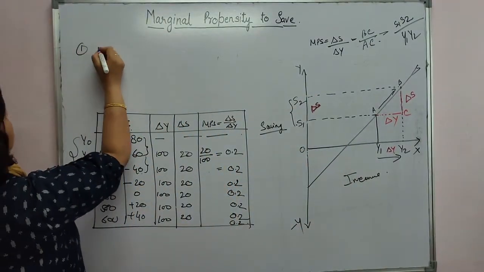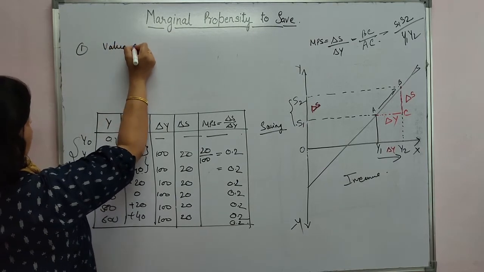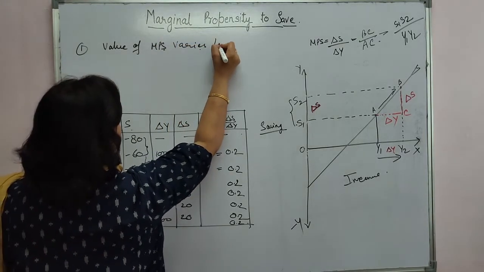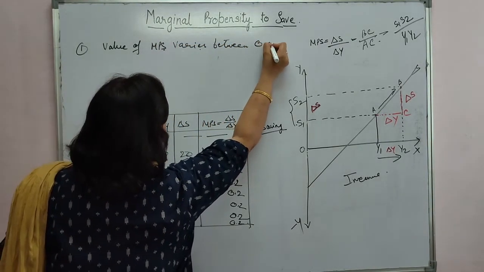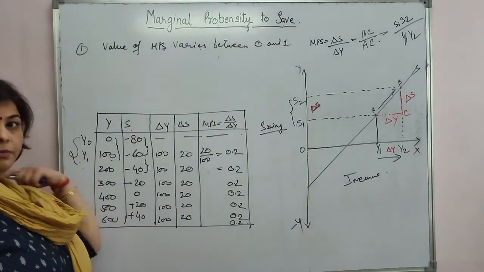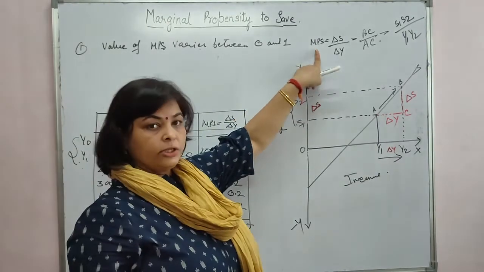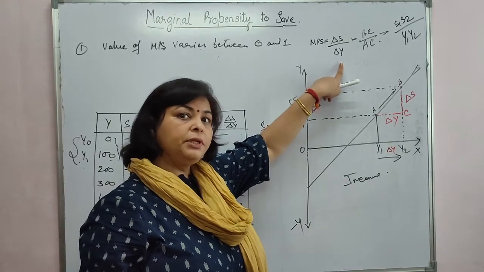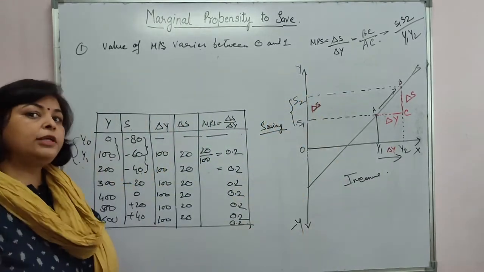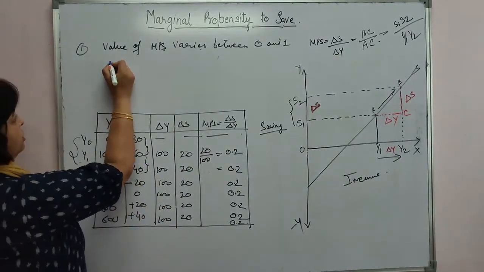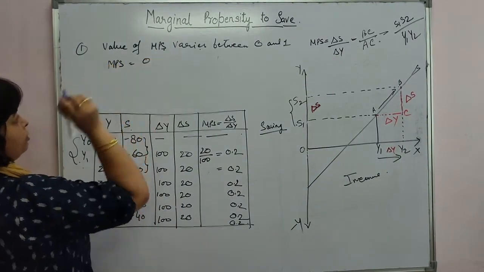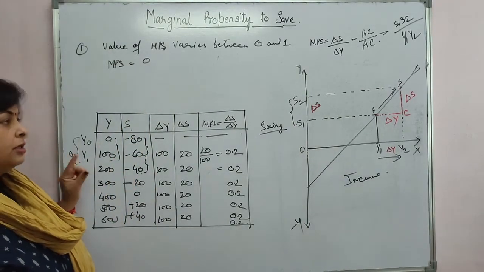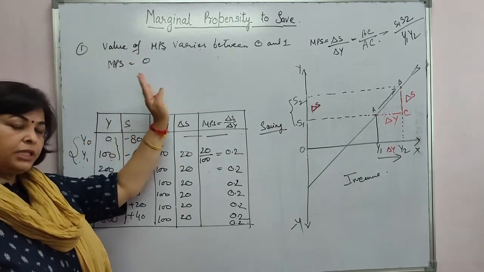First is the value of MPS varies between 0 and 1. That means the value of MPS, or the answer of this ratio, could be 0 also. The minimum limit is 0 and the maximum value could be 1. We will see, suppose MPS is equal to 0. This is the minimum limit of MPS. MPS can never be negative. It can never be less than 0. It is the minimum value.